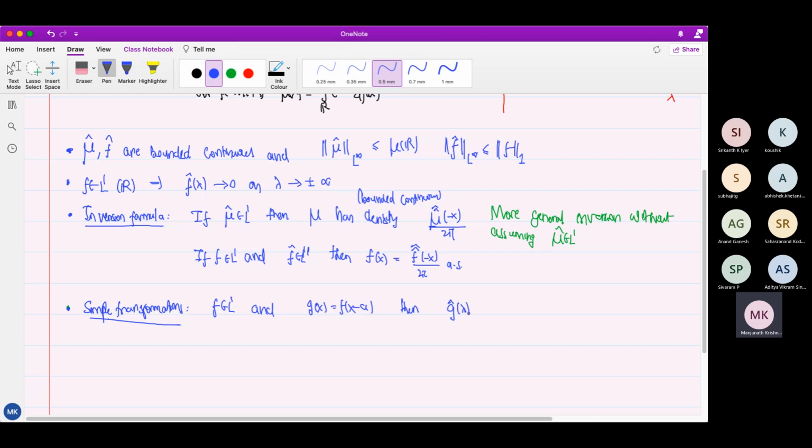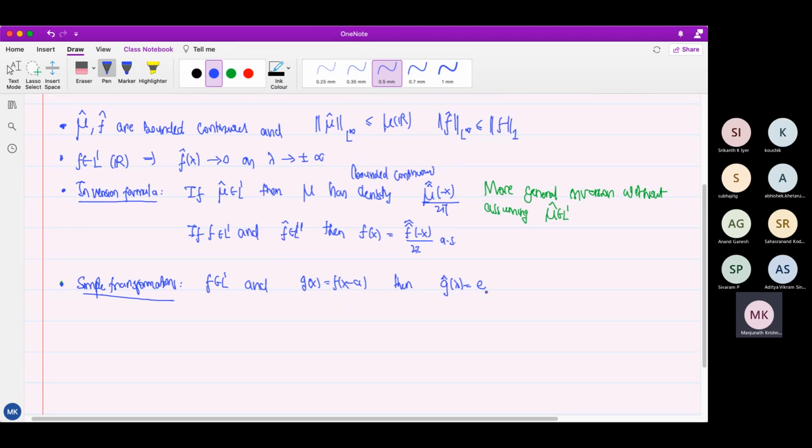What will be g hat of lambda? g hat of lambda is you will just integrate e to the minus i lambda x into g of x, which is f of x minus a, dx. So if you change that x minus a to x, here it will become x plus a. So you will get e to the minus i lambda a f hat of lambda. So if you translate a function, then on the Fourier side, you will just multiply by that corresponding exponential e to the minus i lambda a.